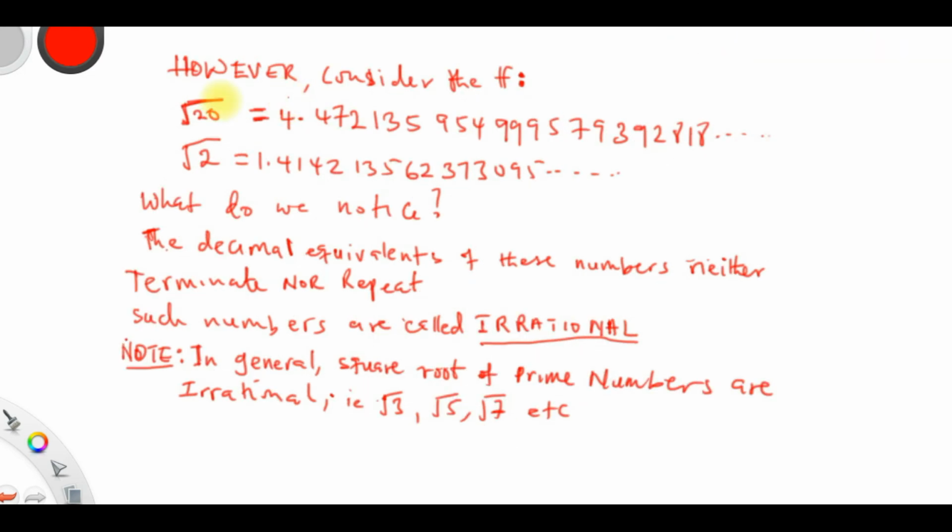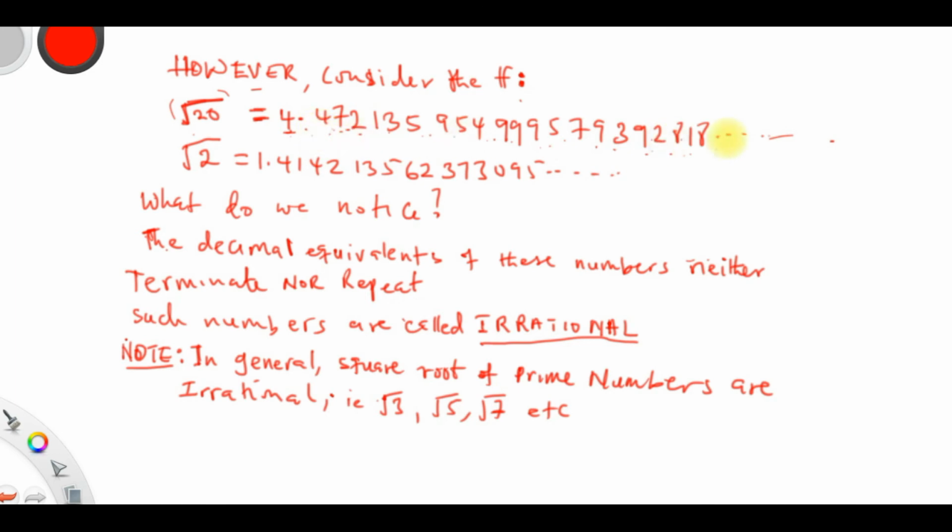So let's consider the following. What about the square root of 20? If you use your calculator to calculate it, you get 4.472135954999579... going on to infinity. But what do you discover here? Do you see any pattern here?